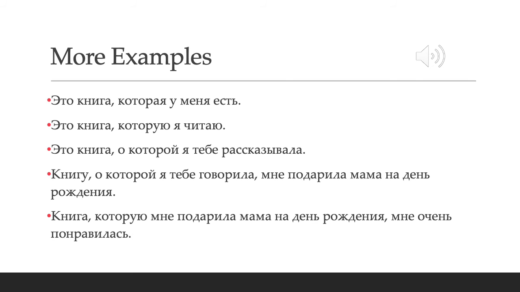And note here that книга in this sentence is the direct object of the verb подарить, and so is in the accusative. And then который, which refers back to книга, is the object of the preposition о and is therefore in the prepositional. Книгу, о которой я тебе говорила, мне подарила мама на день рождения.